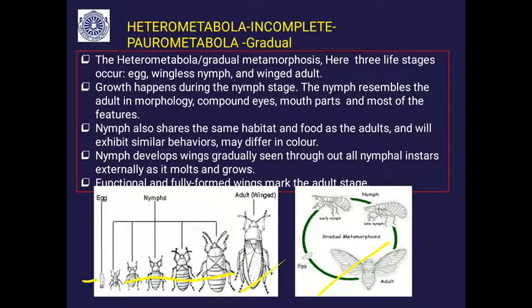So the nymph shares the same habitat, not different habitat. They share the same habitat, same food as the adult, and they also have similar behavior, and they may differ in the color. Only nymph develops wings gradually, seen throughout, you will see in the nymphal stages or nymphal instars. And you can see the nymph become functional and fully formed wings, that marks the adult stage. You can see the wings are fully formed in the adult stage.